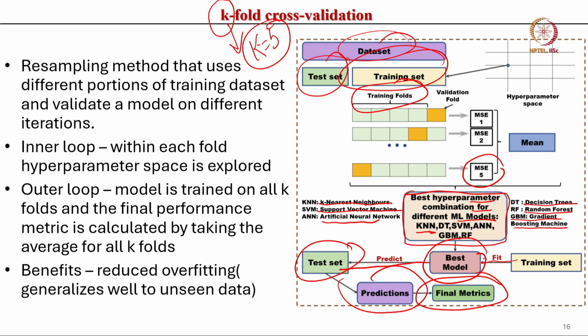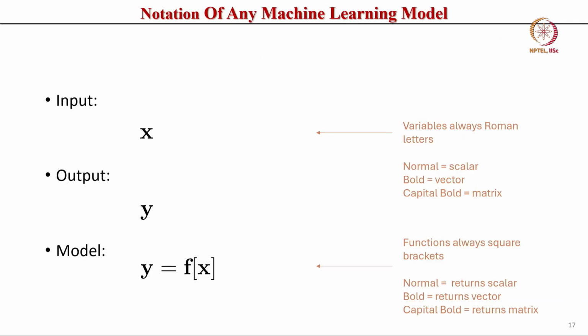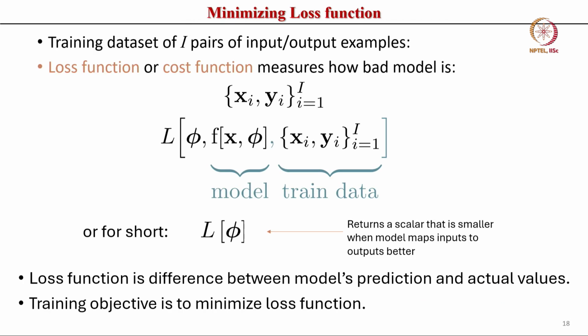But you can also show fitting the data set, fitting the model, that is the best, that is always done using the training data sets. So, this is the notation that is used in a machine learning model. A model is always described as y is equal to f of x, where x is the input, that is variables always in Roman letters, and output is y. Normal is scalar, bold is vector, and capital bold is matrix. One of the things that you also learnt earlier is the loss function, and this loss function needs to be minimized.